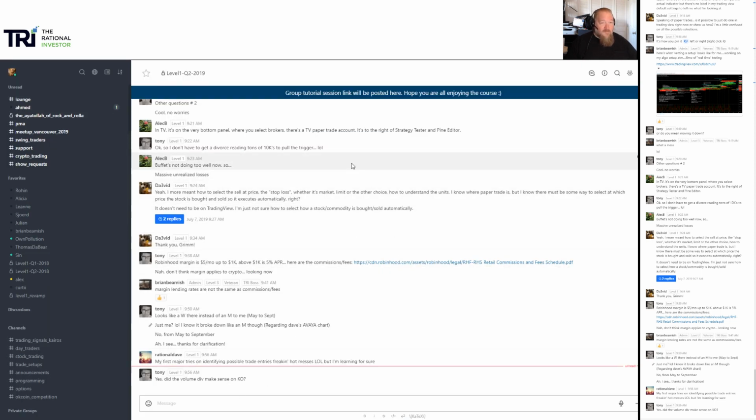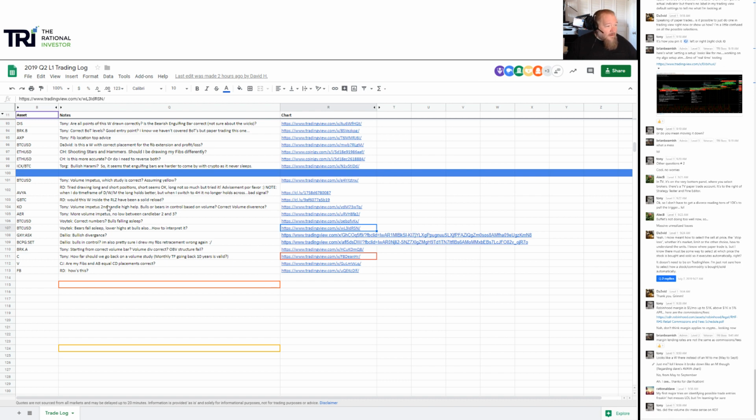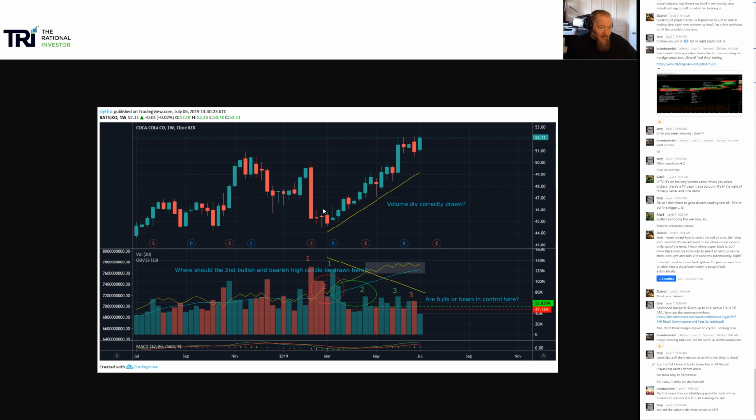Did the volume divergence make sense on KO? Come back to it. Not really. So we have higher lows here, right? What we really want is lower lows over here. So the drawing makes sense, but we didn't see that in price and OBV, right? So maybe it made sense.